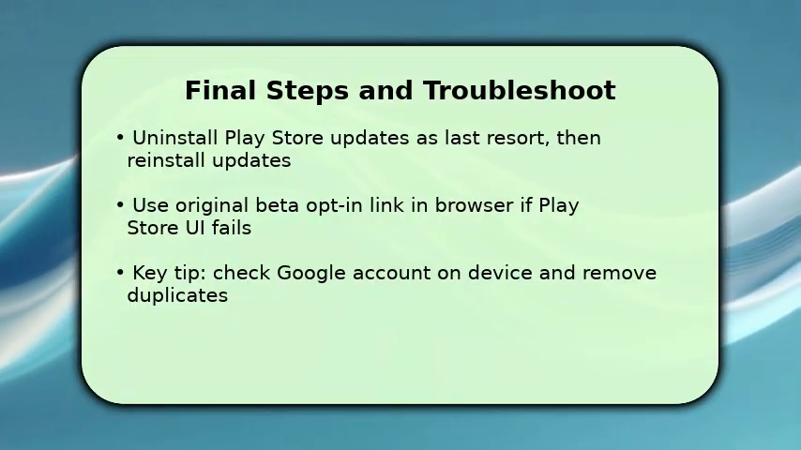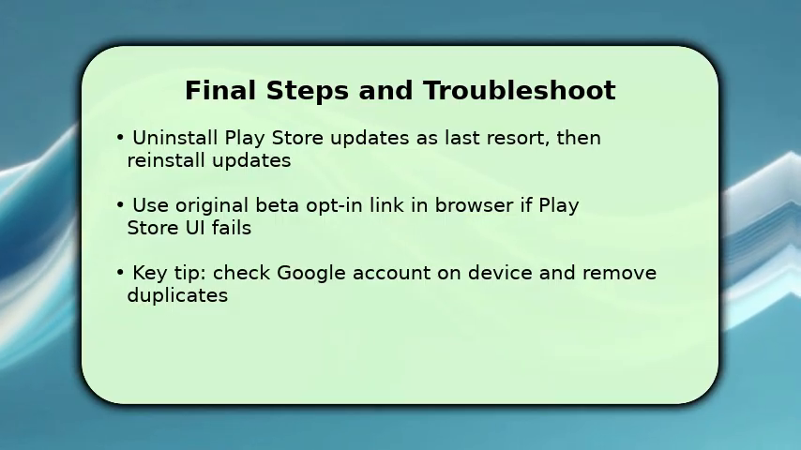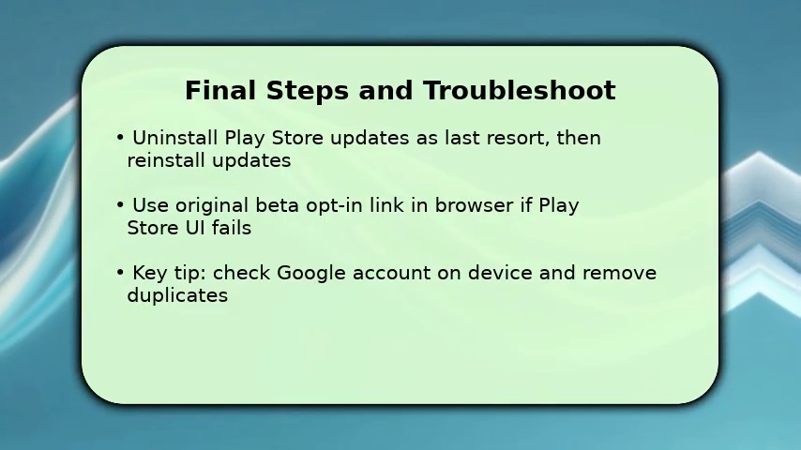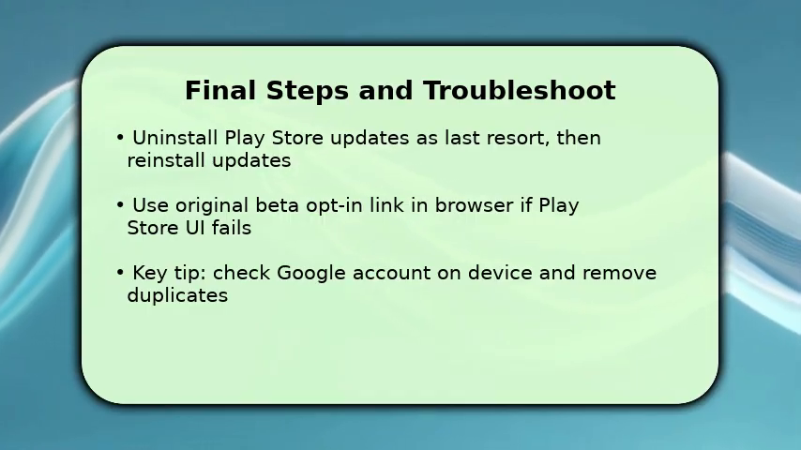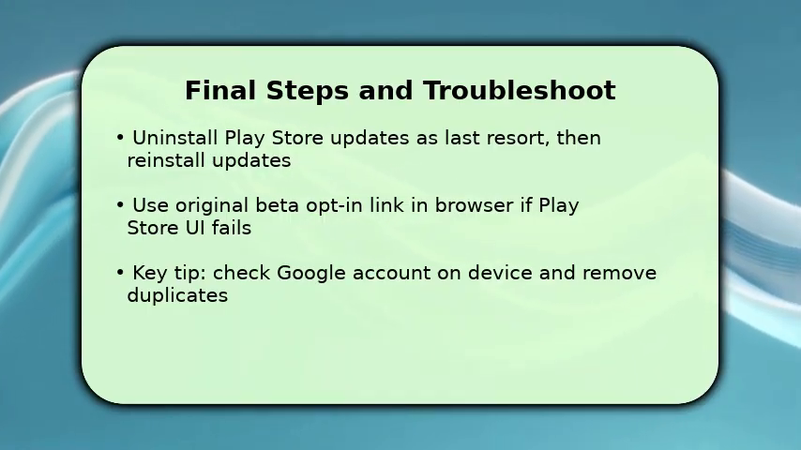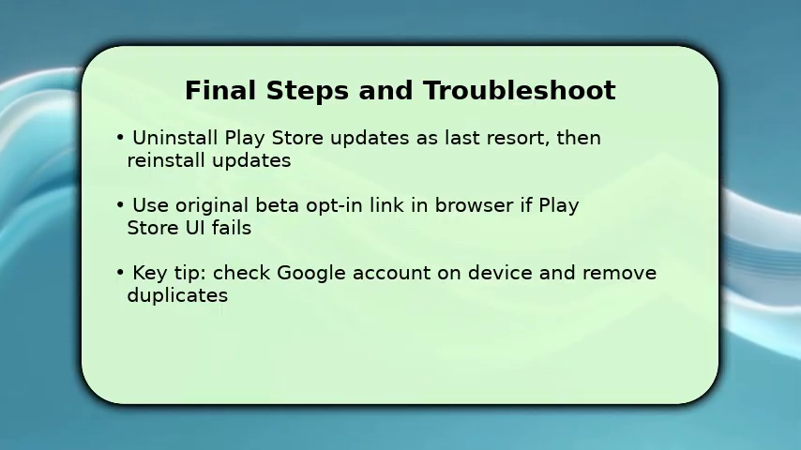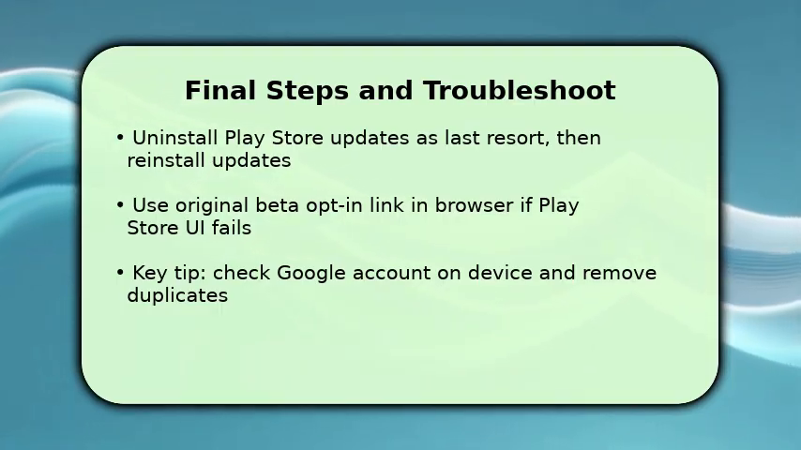If the Play Store still won't deliver the beta, uninstall Play Store updates from App Info, then let it update again. This rebuilds its package manager state. Alternatively, open the beta opt-in link in a browser while signed into the correct Google account and reopen Play Store.